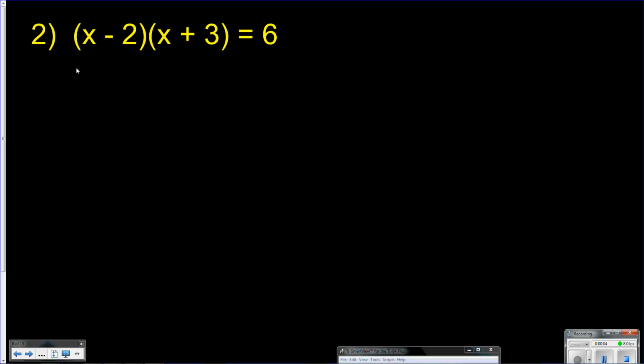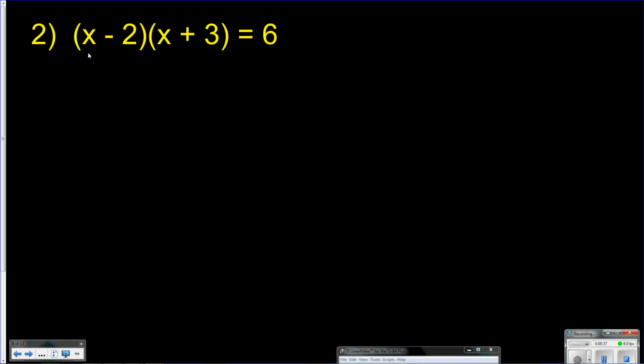Problem number 2 from our solving polynomial equations homework. This is problem 2 of 6. We have the quantity of x minus 2 times the quantity of x plus 3 equals 6. We're going to do the same thing we did in the last problem. We're going to simplify each side, then set it equal to 0, and then do whatever method we need to use to solve the equation for the variable.